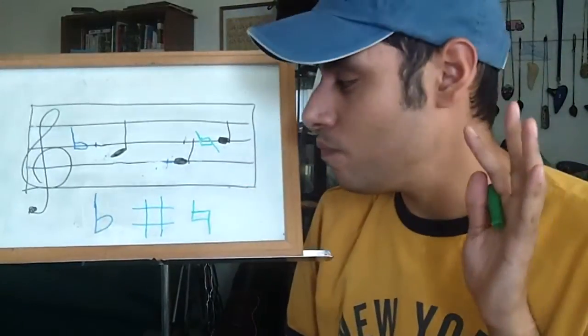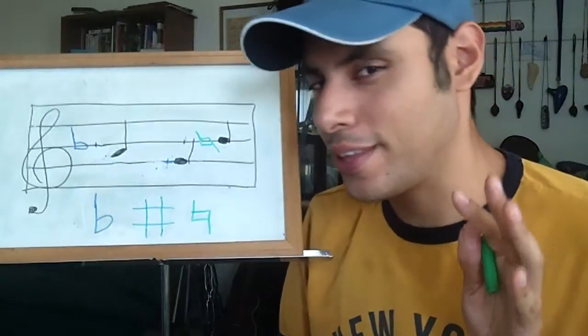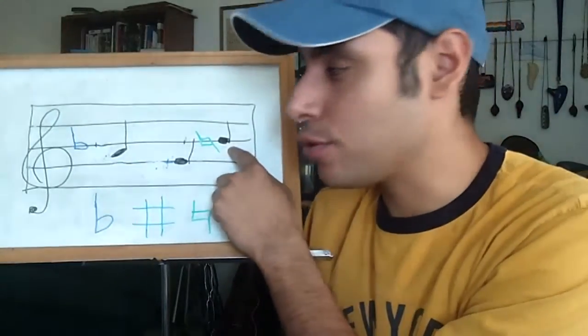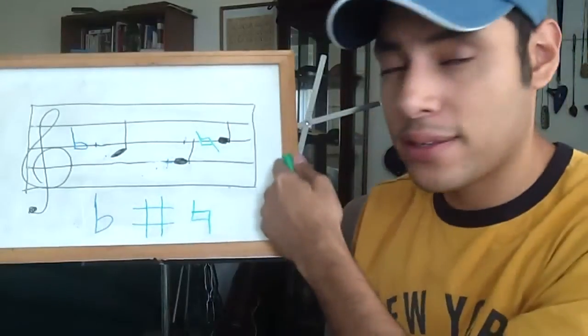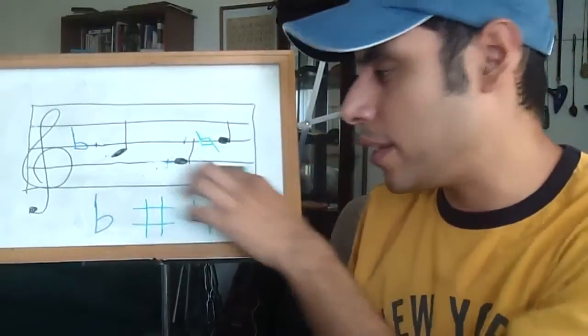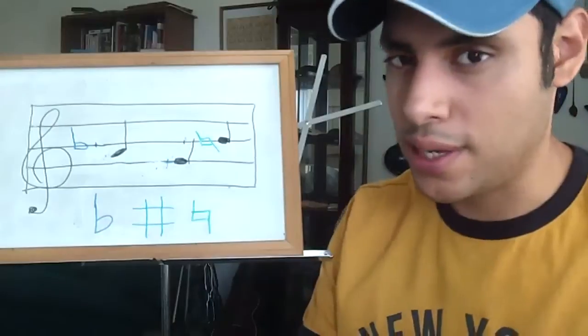Now it's been naturalized. I don't know if that's actually a word, but that's B natural, and you negate the key signature in that case until the next staff or the next measure. Then it goes back to normal, unless you see another natural sign.